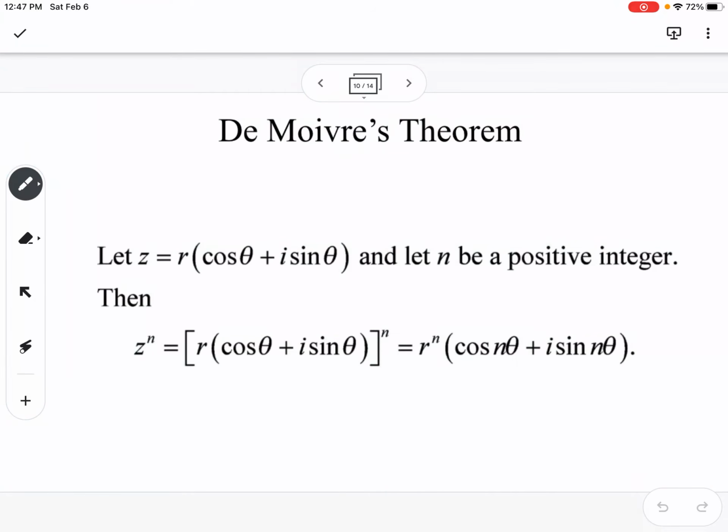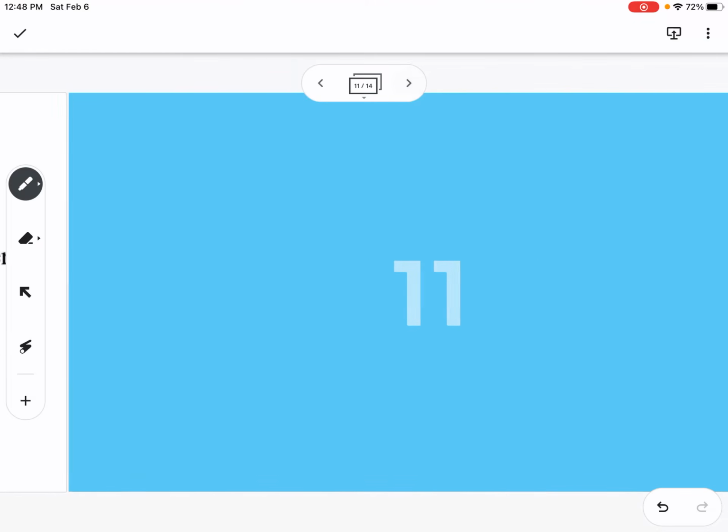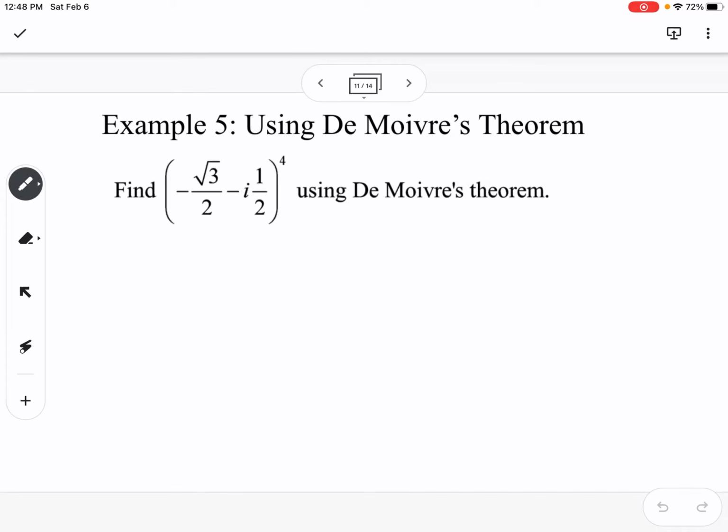So DeMoivre's theorem, practice saying that correctly, is, if we have our complex number here, we take it to whatever power, so the nth power is going to be r cosine of theta plus i sine of theta raised to that power, and then it would be r to the n times cosine of n theta plus i sine of n theta. Okay, so let's practice that.